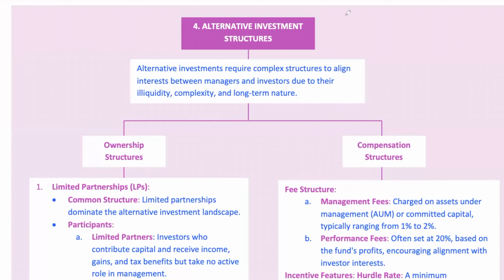All right, team, let's talk structure. Now, if you've been wondering how all these complex investments get organized behind the scenes, this is where the real magic and paperwork happens. See, alternative investments don't just sit in your brokerage account like a share of Apple stock. They're more like long-term relationships, and because of their illiquid, complex, and often high-risk nature, you need the right structure in place to protect both investors and managers, and more importantly, to align their incentives.